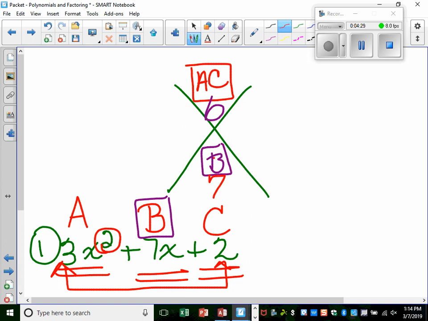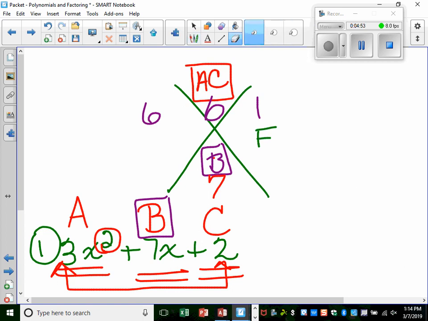Now what we need to set up is what times what will give us 6, but when we add them together will give us 7. What are those factors? 6 and 1. It doesn't matter if you say 6 and 1, or 1 and 6. These are where your factors go. On each side of the X is where you actually place your factors.